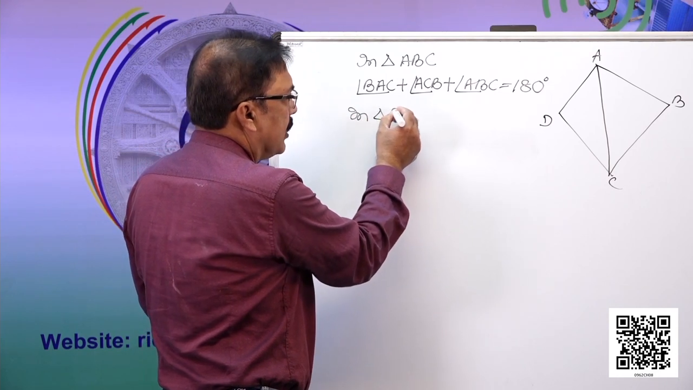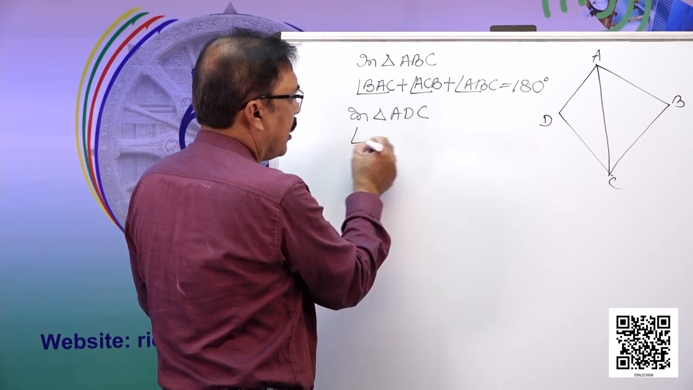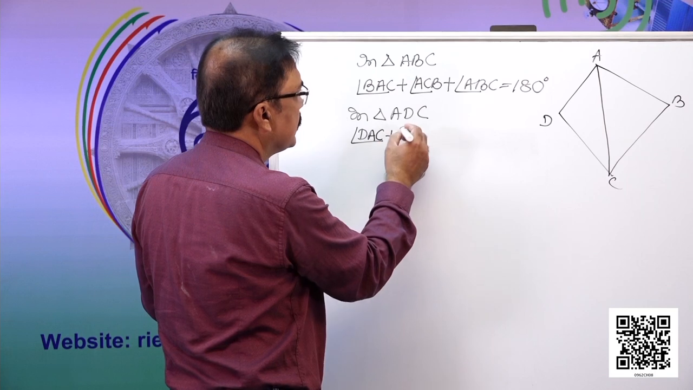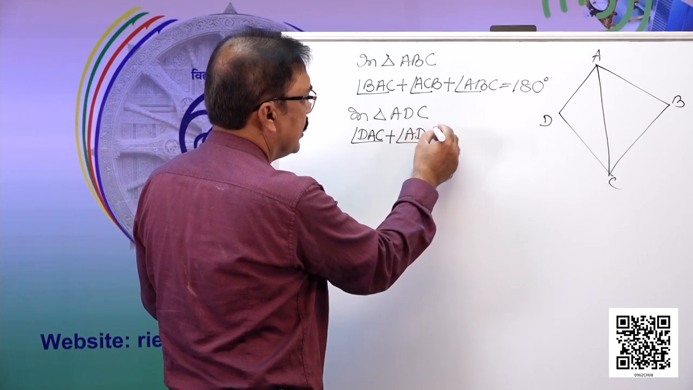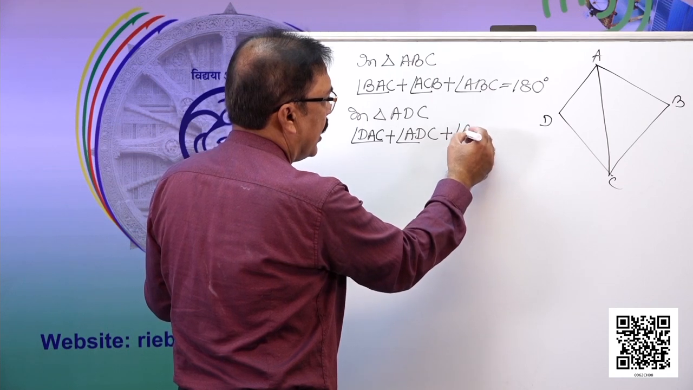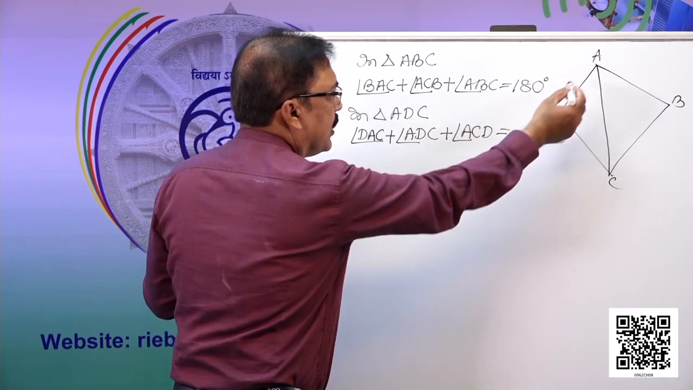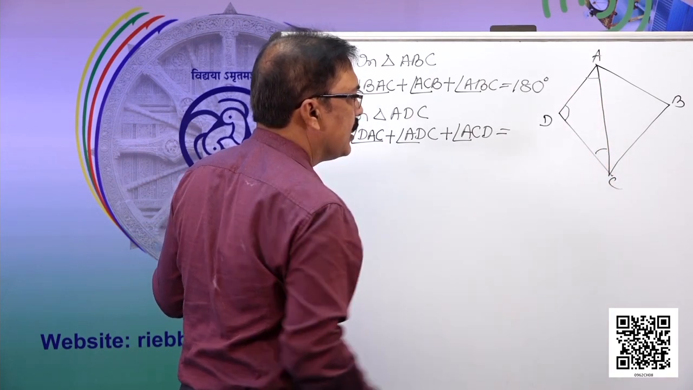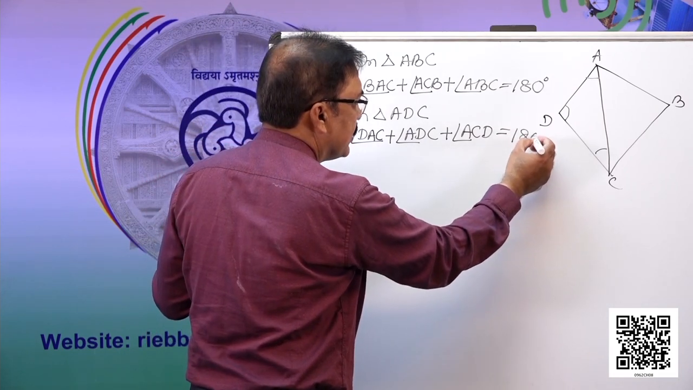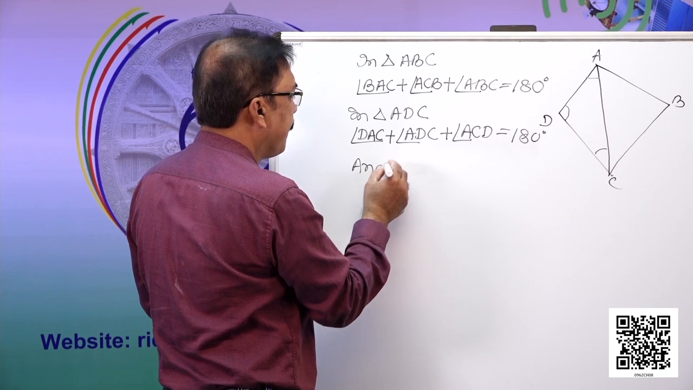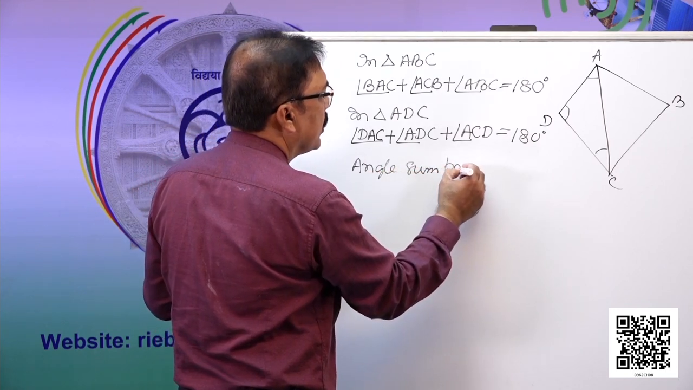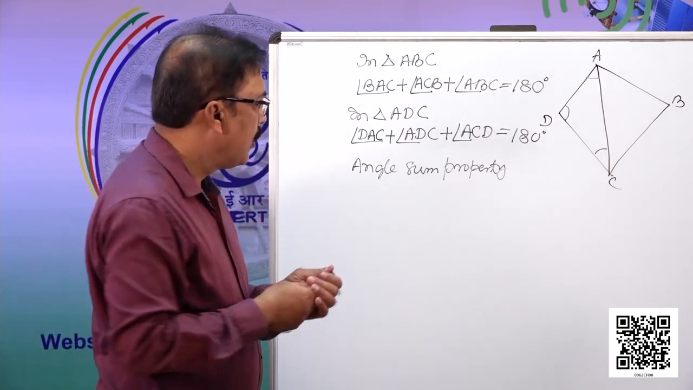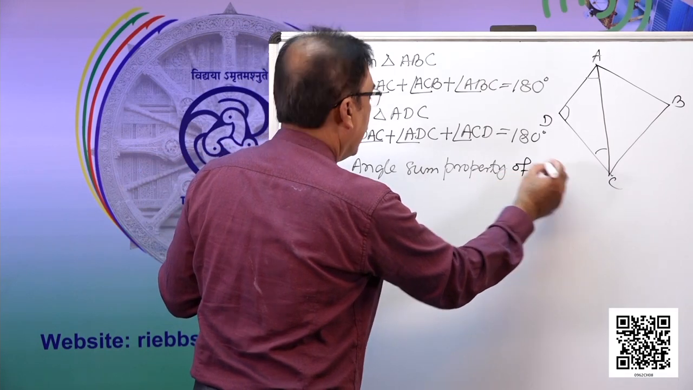Now, in triangle ADC, angle DAC plus angle ADC plus angle ACD. In this triangle ADC, the sum of these three angles is 180 degrees. This is also by the same angle sum property of a triangle.